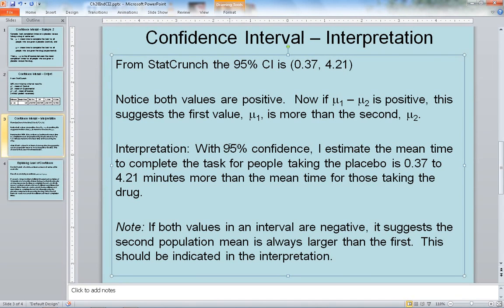estimation procedure. So what I would say is, with 95% confidence, I estimate the mean time to complete the task for people taking the placebo, so these are the ones, remember, who do not have the actual drug, is between 0.37 to 4.21 minutes more than the mean time for those who are taking the actual drug. So it seems like the drug is working to improve the speed with which people are getting the task done, because it takes longer if you don't have the drug, so it takes less time if you do have the drug in your system.